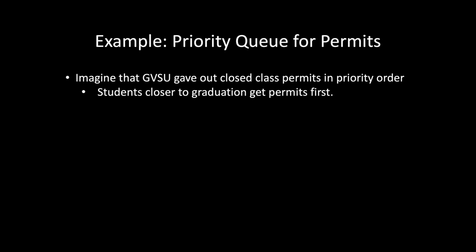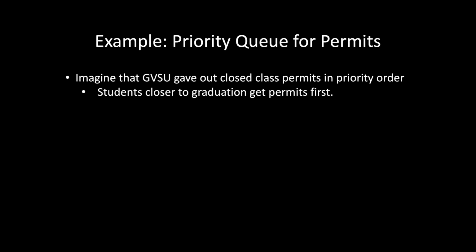Some of you probably wish we did this already, but let's pretend that we give out our closed class permits in some sort of priority order. Maybe students closer to graduation get permits first, so that it's not necessarily first come, first serve. To keep things simple, let's say that when somebody comes to Lindsay, who's our admin, and asks for a closed class permit, they either go to the front of the line or the back of the line.